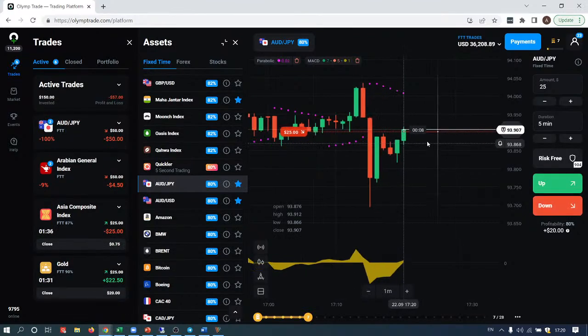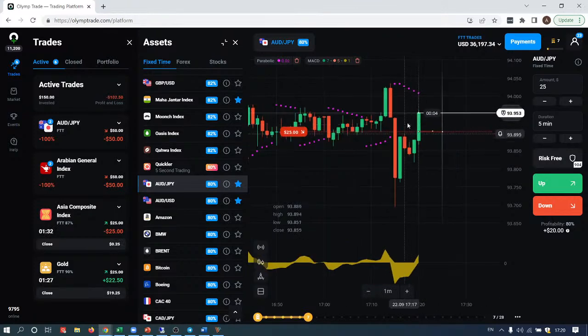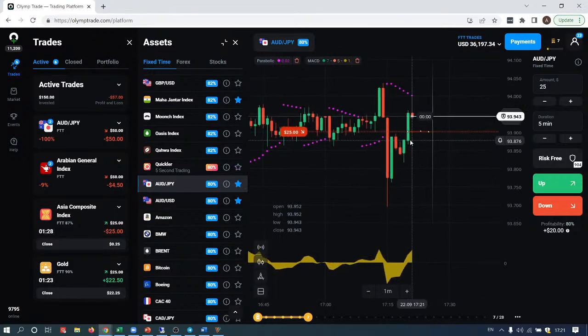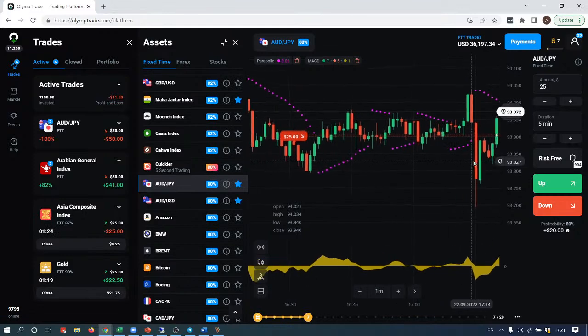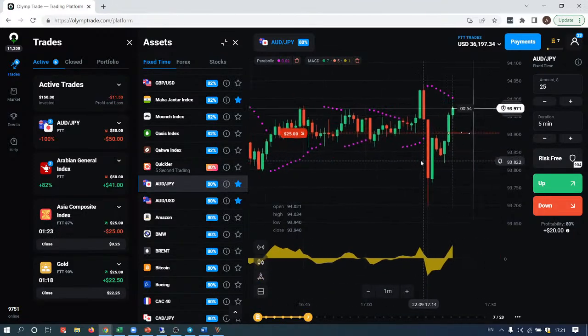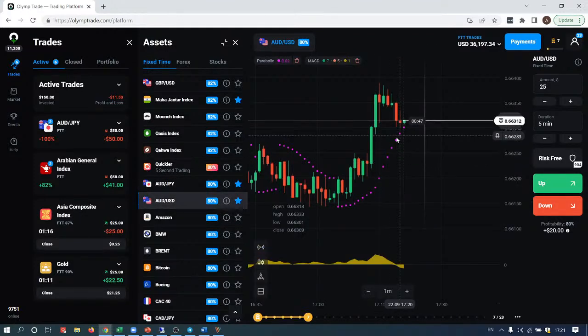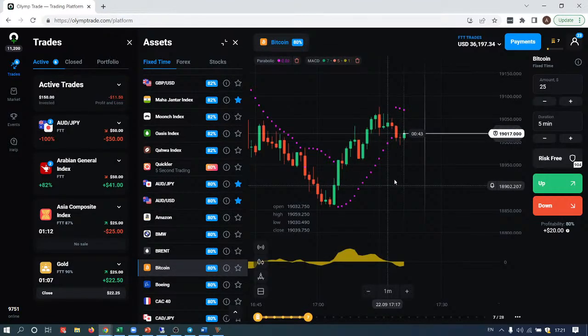AUDJPY. So another asset with the Japanese yen. So maybe some news have just been released. I don't know. Well, anyways, the signal is there, or the signal was there when I opened the trade. With this volatility, we will see. But the signal was there, and I decided to follow it.